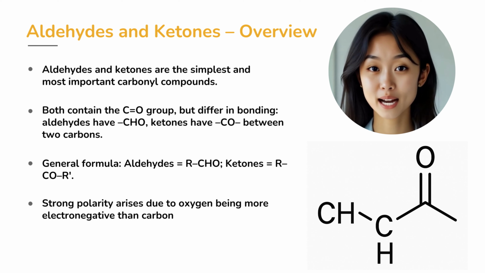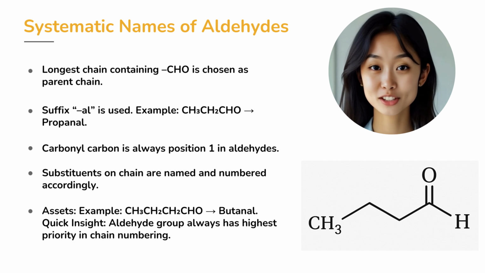Ketones, on the other hand, are often named by mentioning the two alkyl groups linked to the carbonyl carbon, followed by the word ketone. For instance, CH3COCH3 is commonly called dimethyl ketone or acetone. These traditional names are still widely used in everyday chemistry practice. Now let's turn to the systematic IUPAC system.